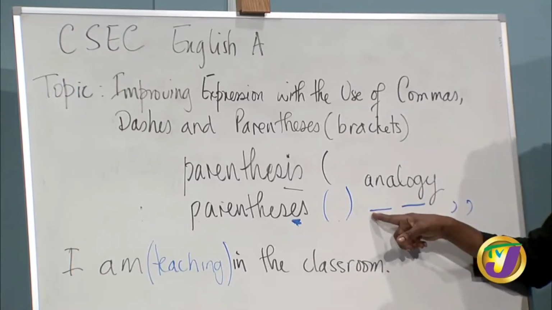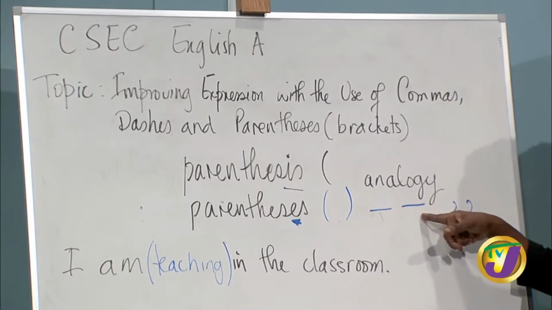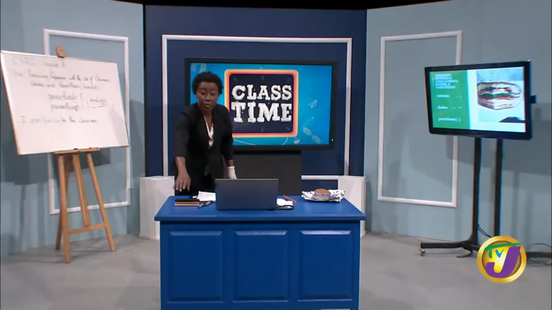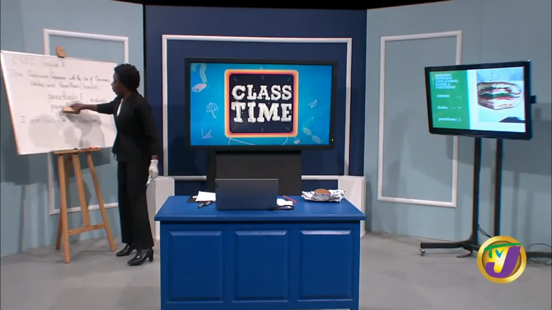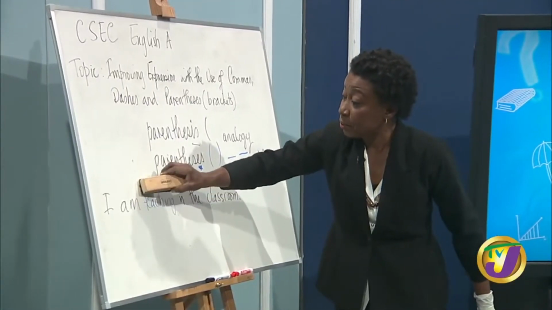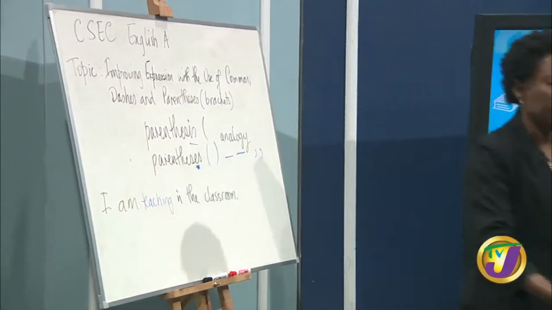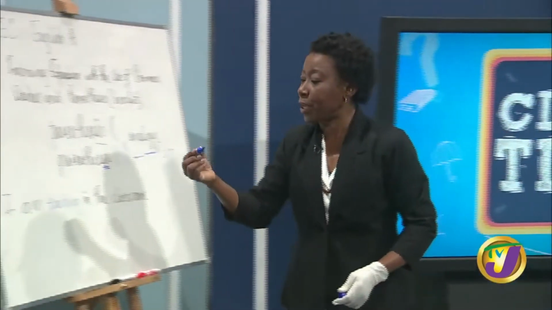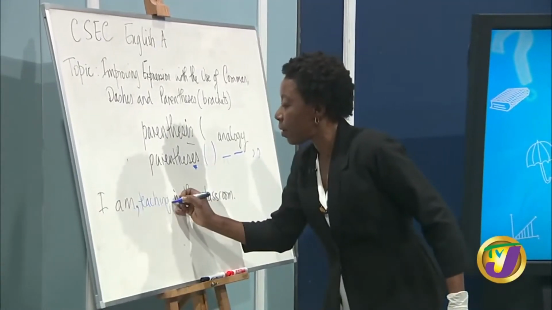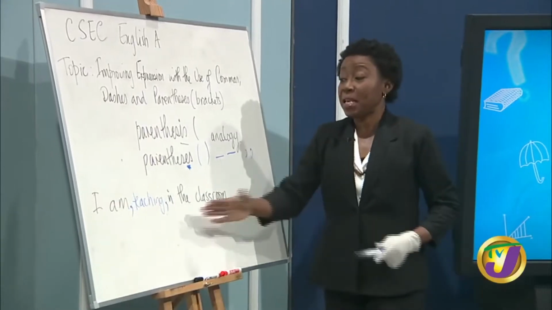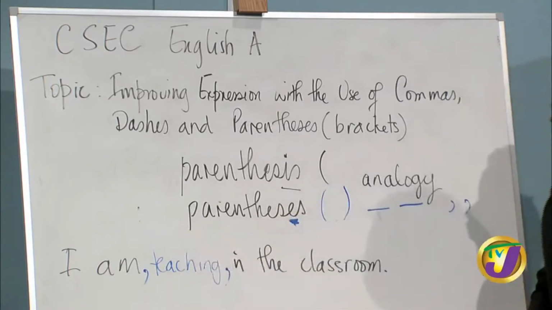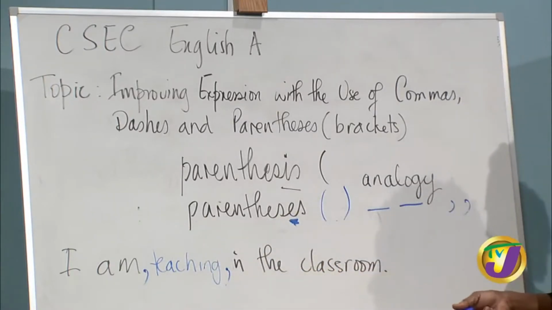I could easily do it with 2 dashes, or I could do it with 2 commas. Let me do it just the same, so you can see what I'm doing. So I'm going to remove the parentheses, okay? And all I would have to do is to put comma, comma. See, I have isolated the additional thought that I placed in the sentence.